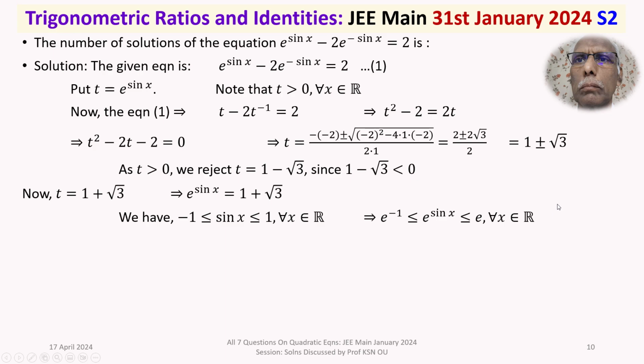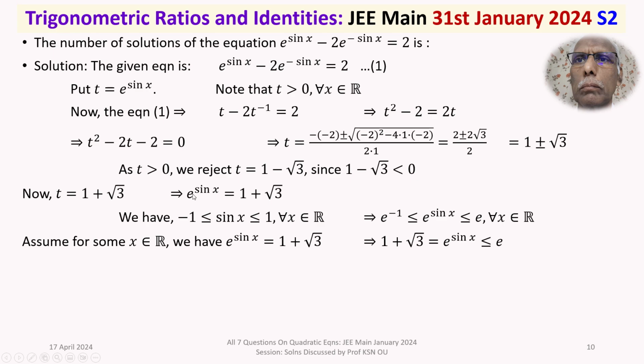Agreed. Now, assume for some x belongs to R, we have e to the power of sin x equal to 1 plus root 3. That means we suppose that this equation e to the power of sin x equal to 1 plus root 3 has a solution. So let's say for some x belongs to R, this happens. Now look at this carefully: 1 plus root 3 is equal to e to the power of sin x, and e to the power of sin x is less than or equal to e. That means 1 plus root 3 is less than or equal to e, which is not true.